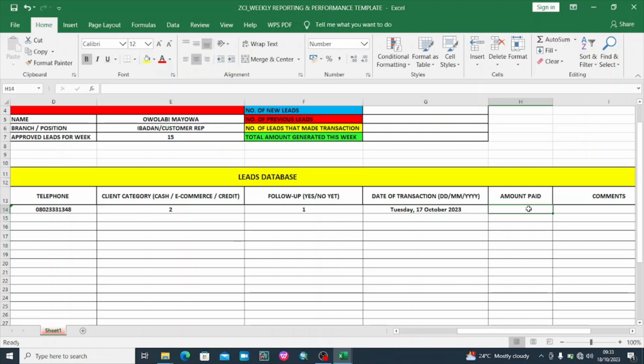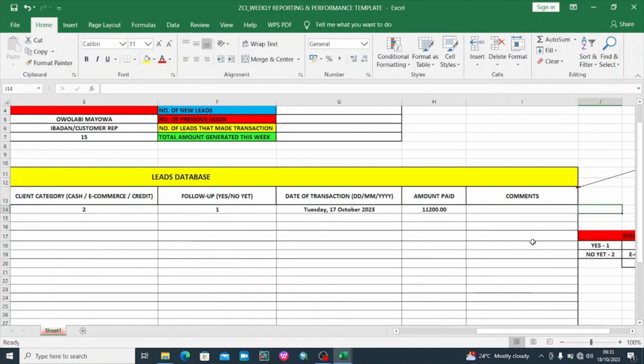So how much did the person pay? Okay, just say the person paid 11,200. All right. There's no need to put a comma or anything. Just put in the numbers and press your enter or your OK. All right. So any comment? Is there any comment?